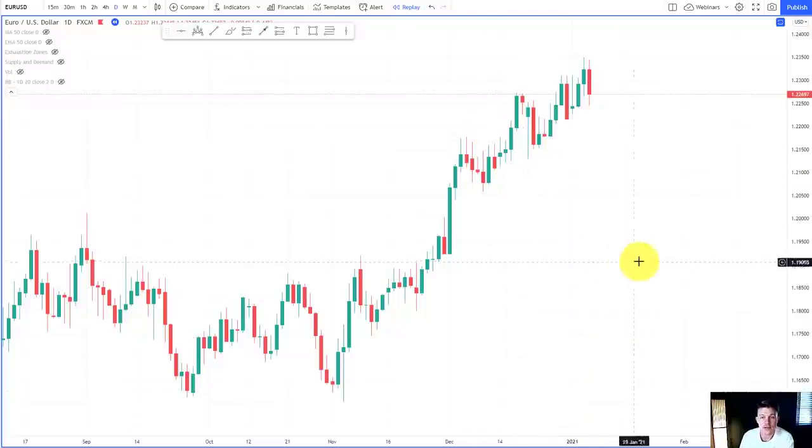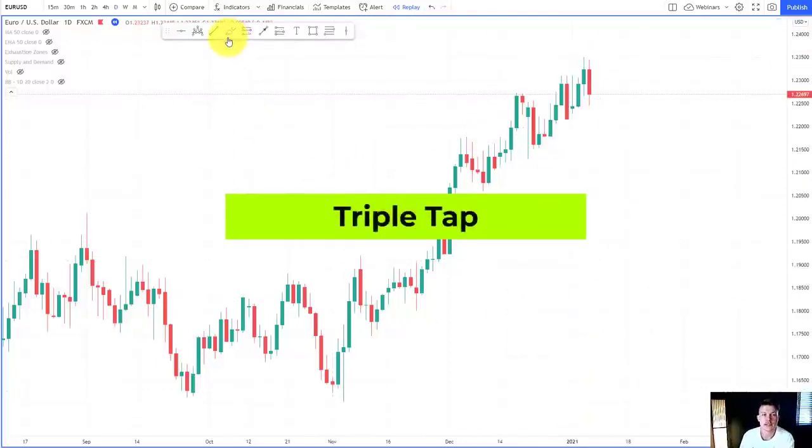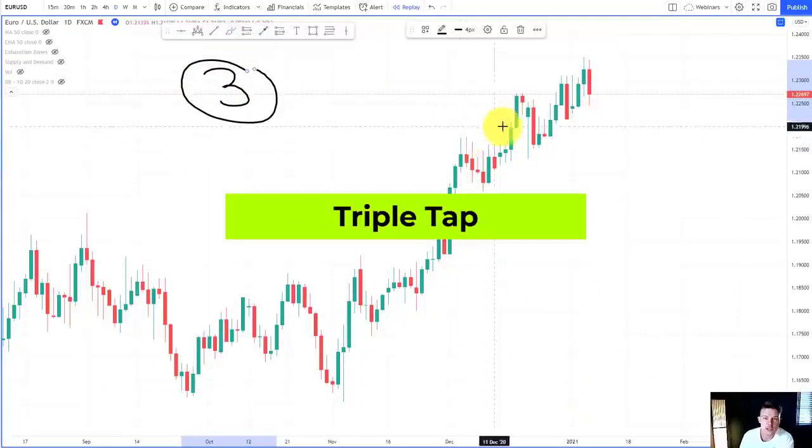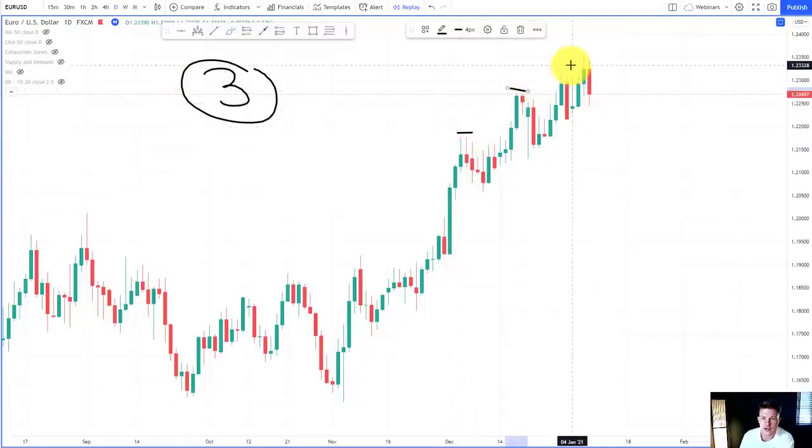So let's get into it, and the first one is referred to as the triple tap. And as the name suggests, we need 3 taps. What is a tap? A tap is basically just a swing high, and the idea behind the triple tap is that each following tap is showing more and more weakness.